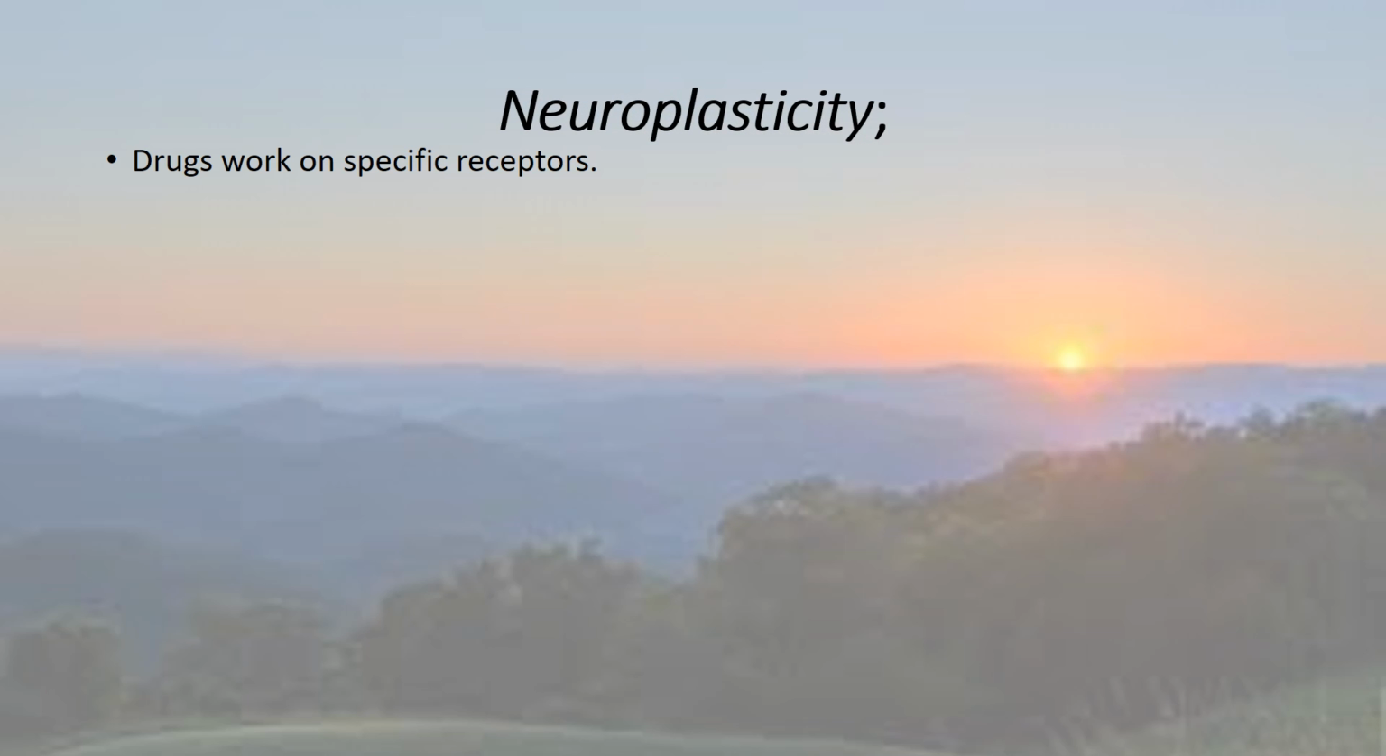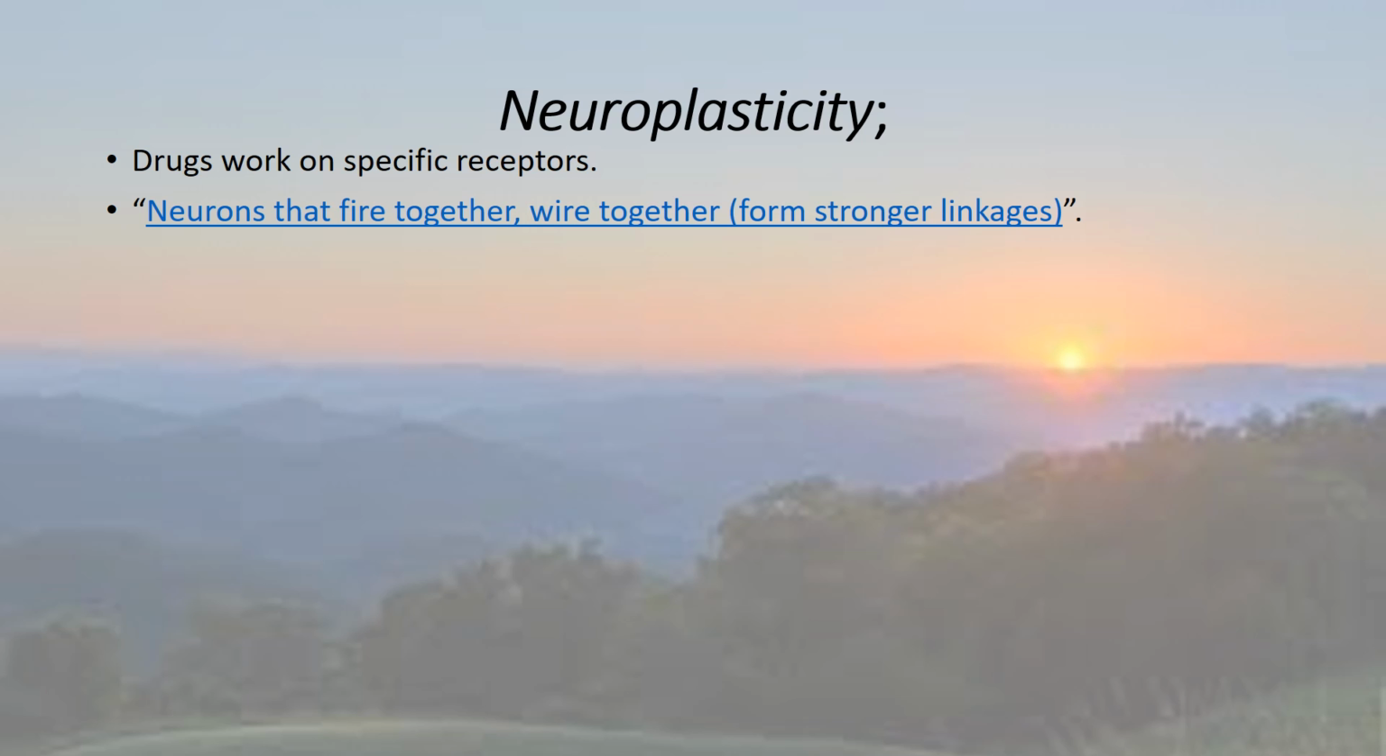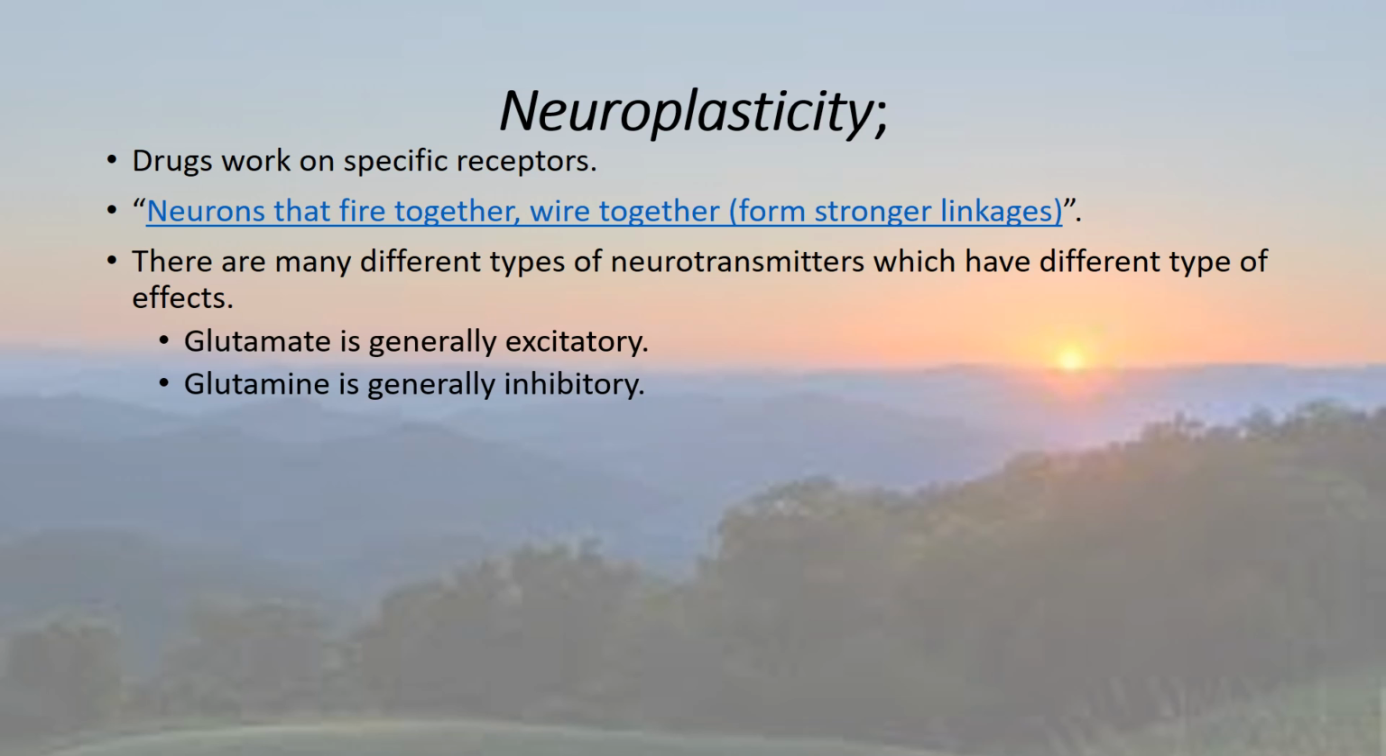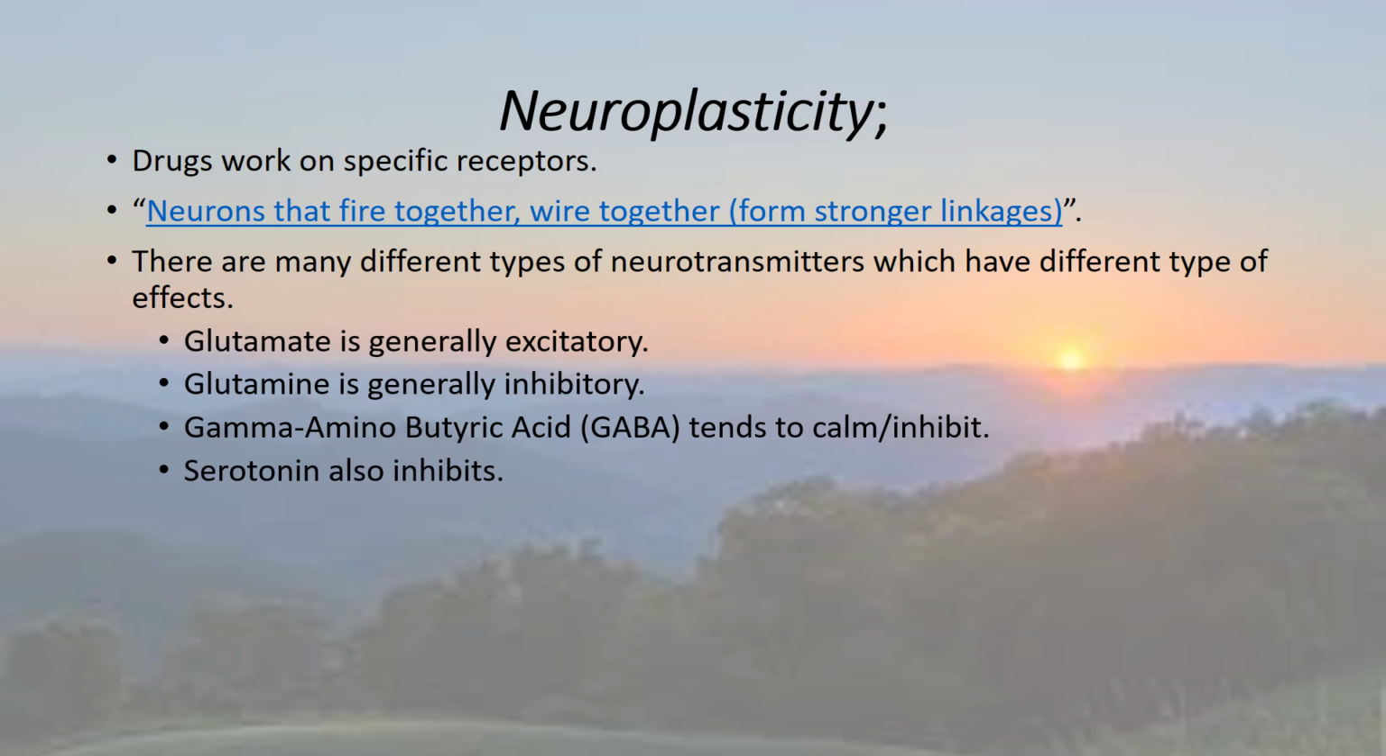Drugs work on specific receptors. The neurons that fire together wire together and form stronger linkages. There are many different types of neurotransmitters which have different types of effects. Glutamate is generally excitatory. GABA is generally inhibitory. Gamma-aminobutyric acid, or GABA, tends to calm and inhibit. Serotonin also has a calming and inhibiting effect. Norepinephrine is excitatory. Dopamine is known as the feel-good neurotransmitter.